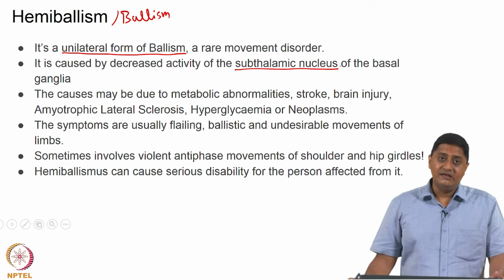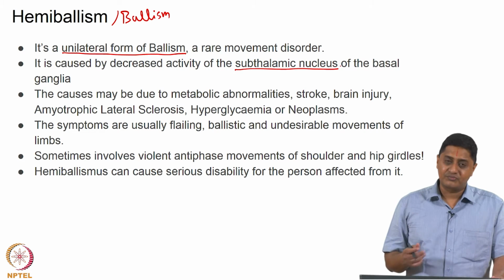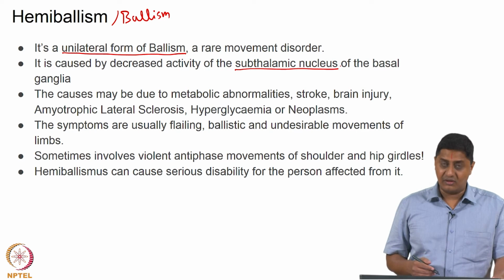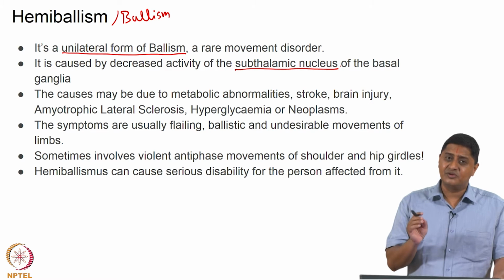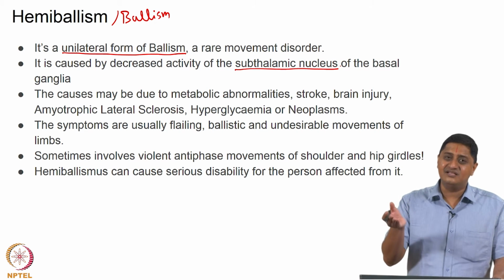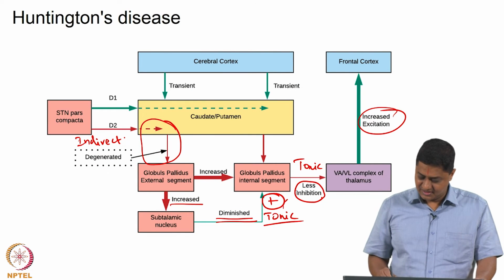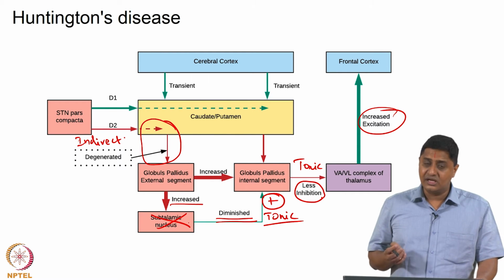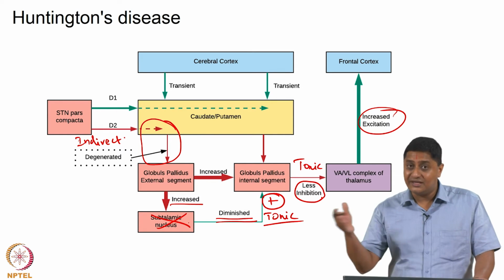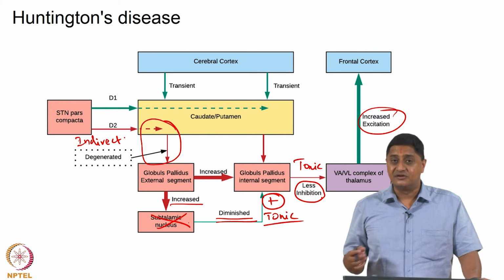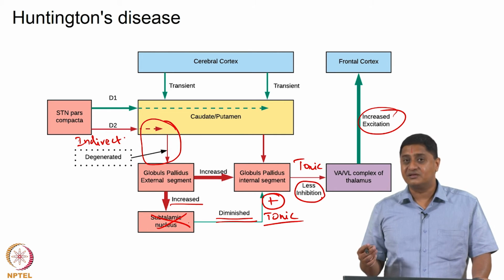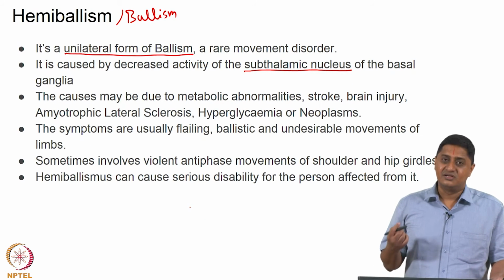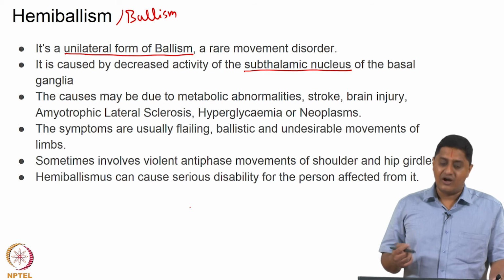So, this means if for whatever reason the subthalamic nucleus is knocked out, then unwanted movements are produced. Why? Because the subthalamic nucleus is tonically exciting the GPI in this picture. If it is knocked out, the tonic excitation received by GPI, which is tonically inhibiting the thalamocortical neurons, is reduced. That means the output of GPI is reduced, but the output of GPI is inhibitory in nature. Ballism or hemiballism leads to a situation where there are going to be unwanted movements.